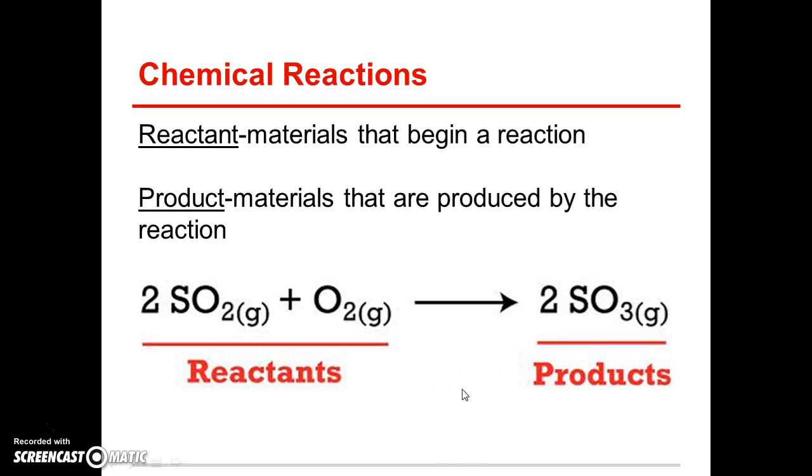Finally, chemical reactions. You do need to know reactants and products. This is actually on the final test. So the reactants are what's going into the equation. In this case, the SO2 and the O2 are the reactants. They're going to react together and form the product, the end product. The products are what's produced from the reaction.